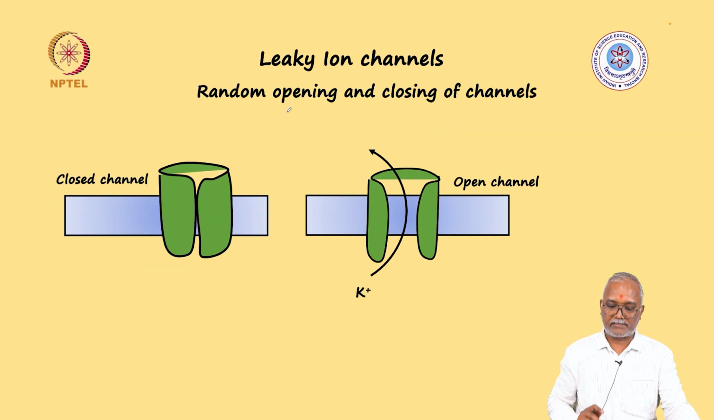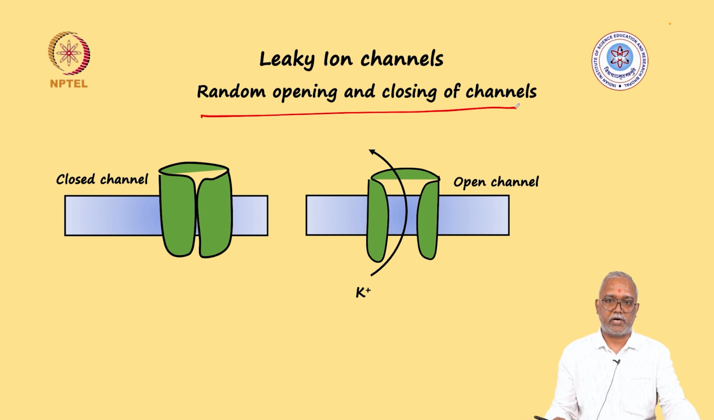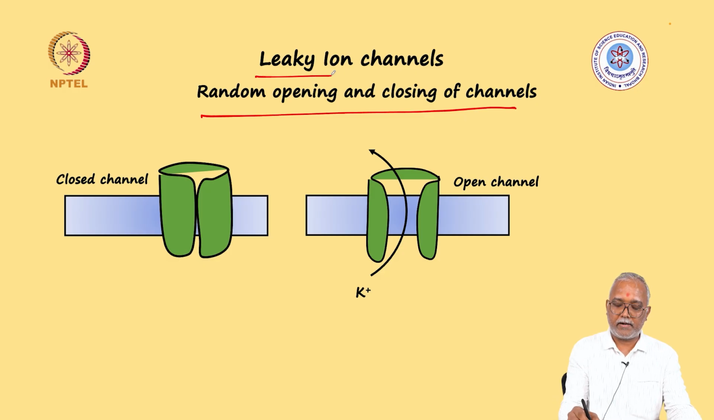So let's take some examples. When we talk about randomly opening and closing channels, this is the one which is leaky type. Basically in the closed form it does not allow any ion movement.